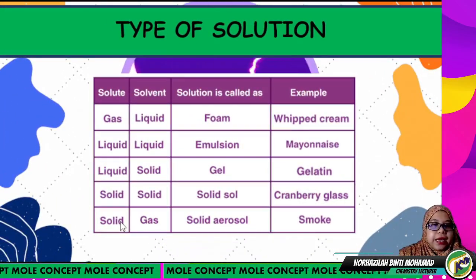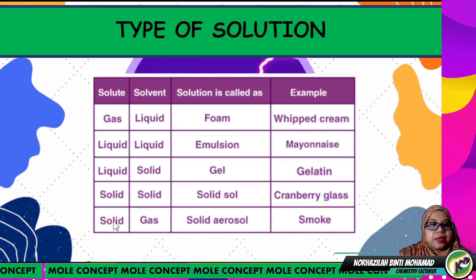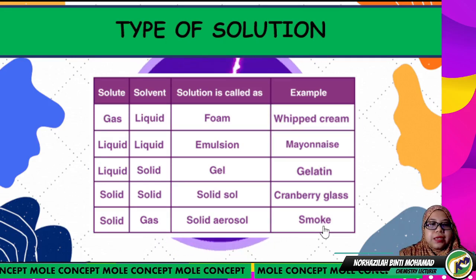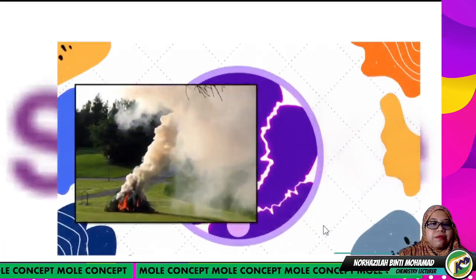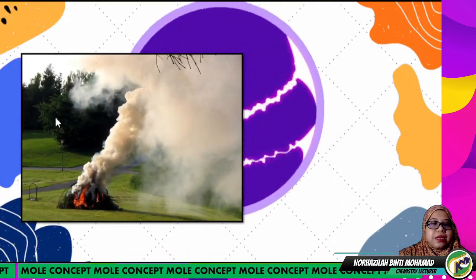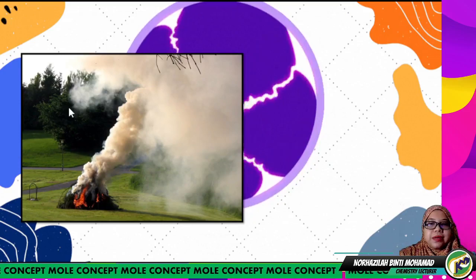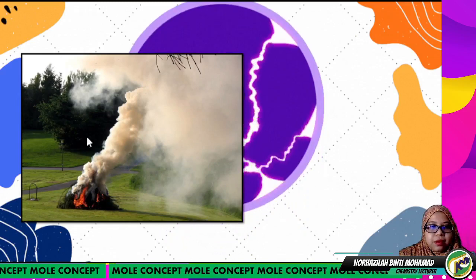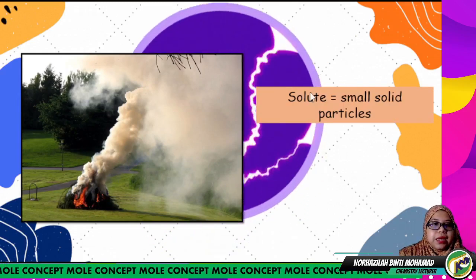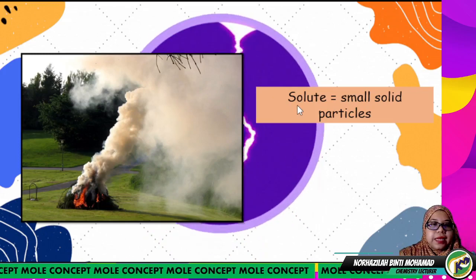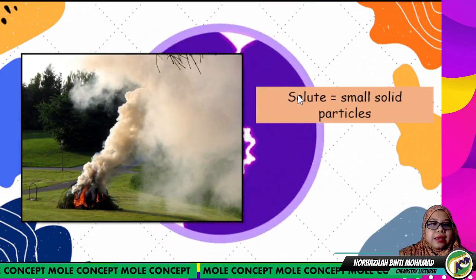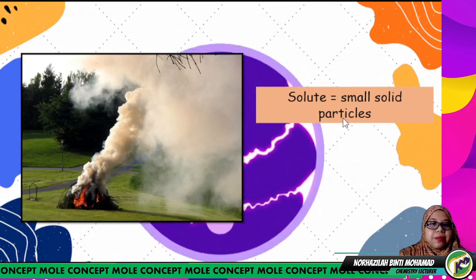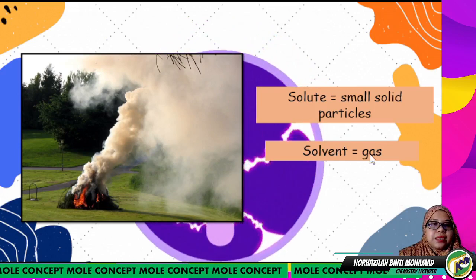Okay, and then I have solid aerosol. The solute is solid, the solvent is gas. So for example, here is smoke. Okay, we are familiar with this one, especially during musim-musim jerbu kan. Kita biasa dengan benda ni. Okay, apa yang ada dalam smoke ni? Actually, the smoke contains small solid particles yang kita panggil, yang kita jadikan dia sebagai solute. Okay, the solute is small solid particles, and the solvent is the gas.